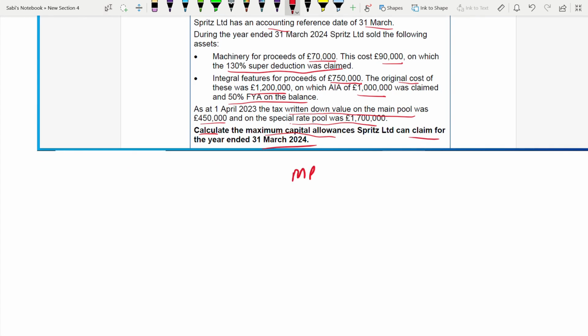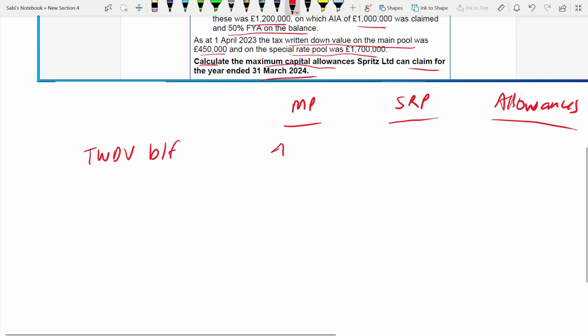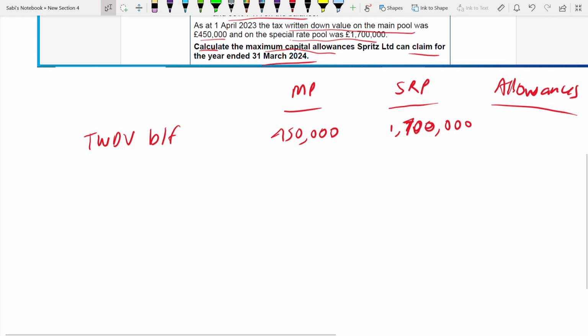Main pool, special rate pool and allowances. Okay, now we always start with the brought forward balance. Tax written down value brought forward. So in the main pool we have 450,000 and here we have 1,700,000. Total. Then we have disposals.